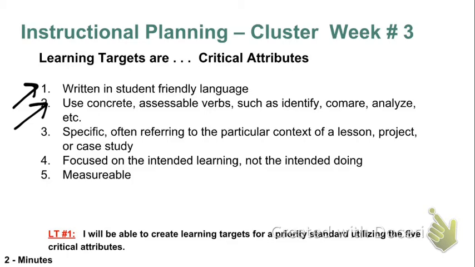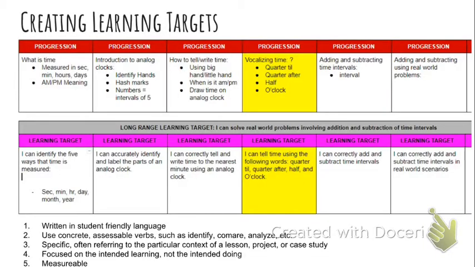4 is going to be focused on the intended learning, not the intended doing. So I'm probably not going to say as a student, I will make a cake today. That's just probably not going to work because we don't know what we're learning about. And 5, they need to be measurable. That's the one that's going to take us just a little bit more time, and you're going to see at the end why that's really important, okay? So let's move on.